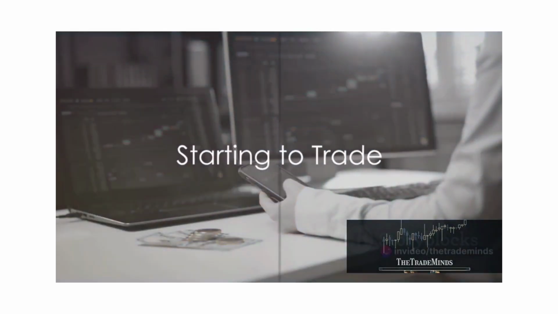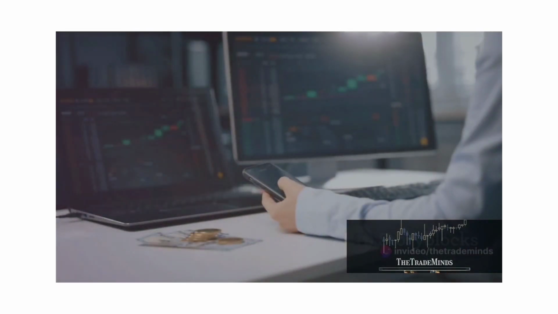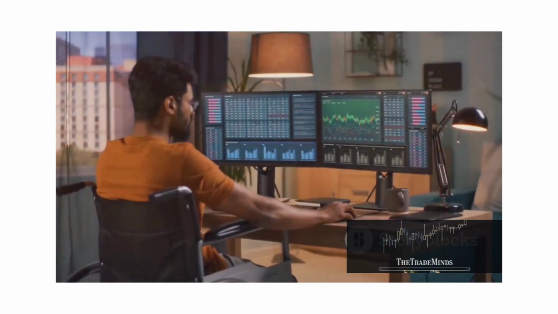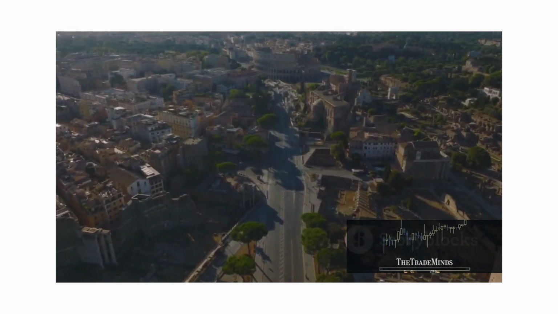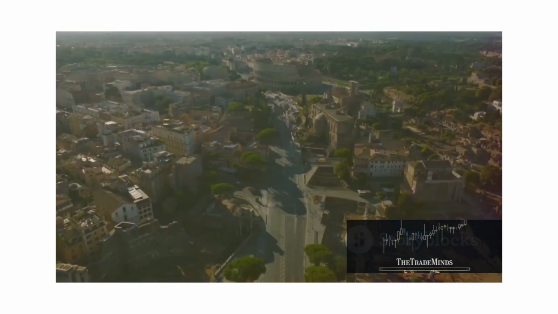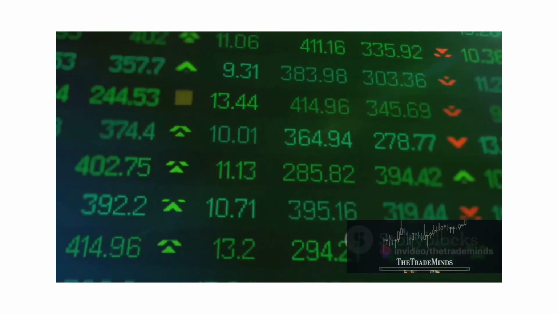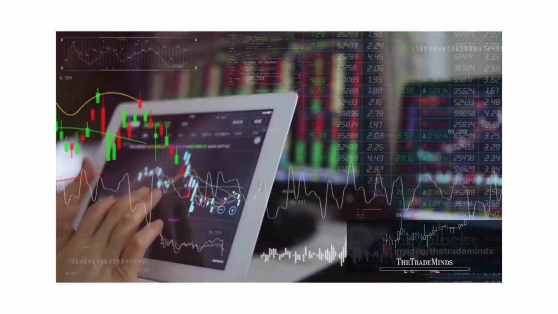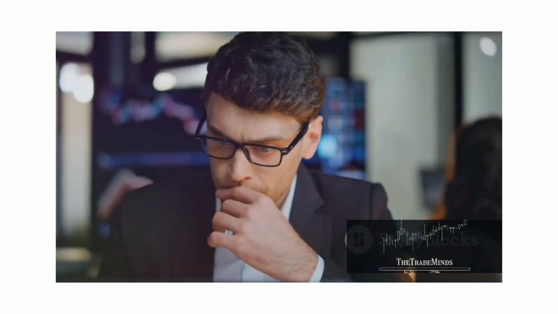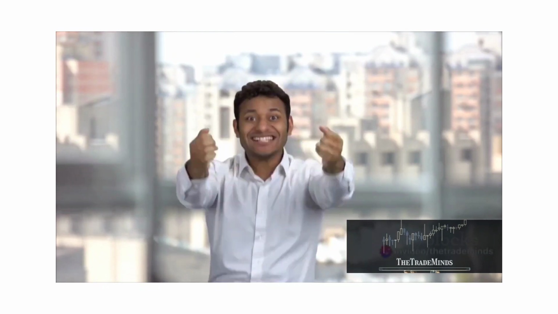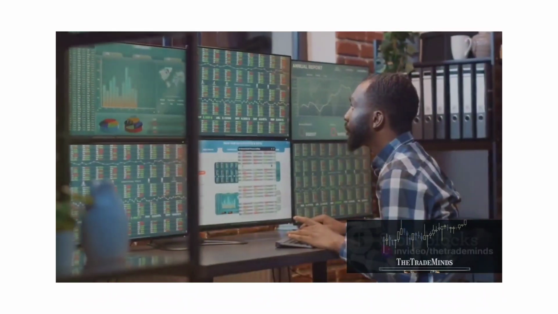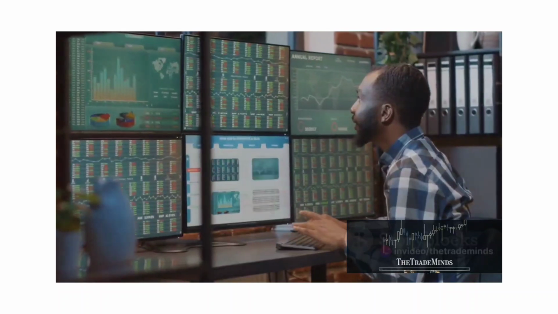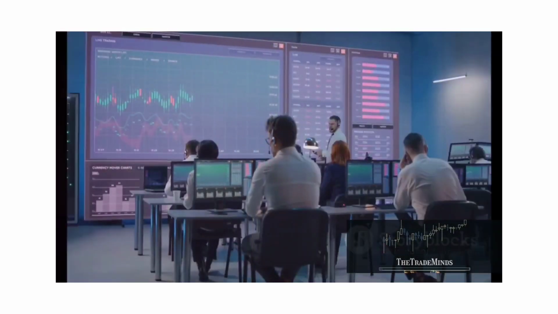Now that you've gained some confidence, it's time to start trading. This is where your journey truly begins. Remember, Rome wasn't built in a day, and neither will your trading skills. Start small, focusing on one or two stocks. As you become comfortable, expand your portfolio. Test the waters, learn from your mistakes, and don't let setbacks discourage you. Gradually, you'll see yourself evolving as a trader. Begin with a small investment and gradually increase as you become more experienced.